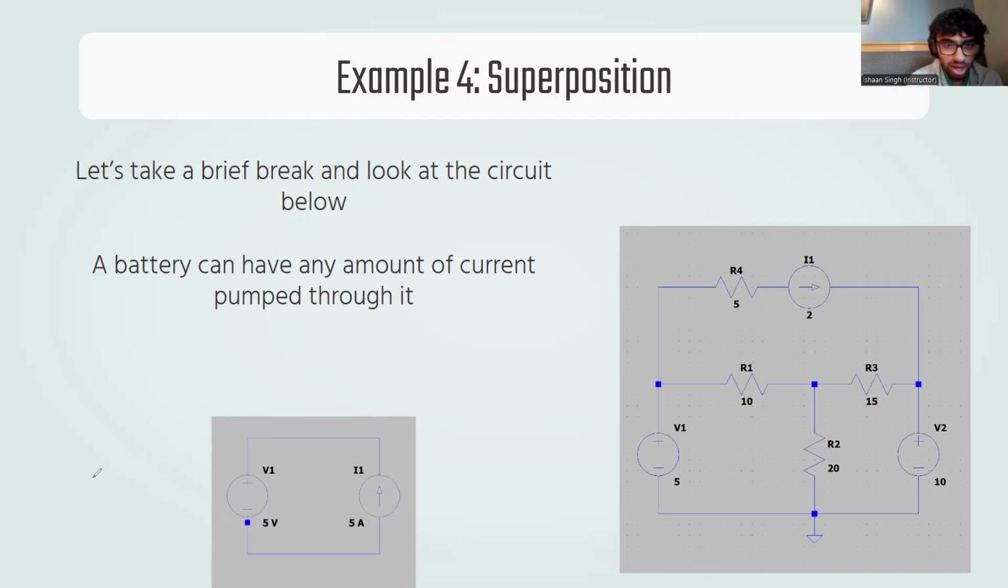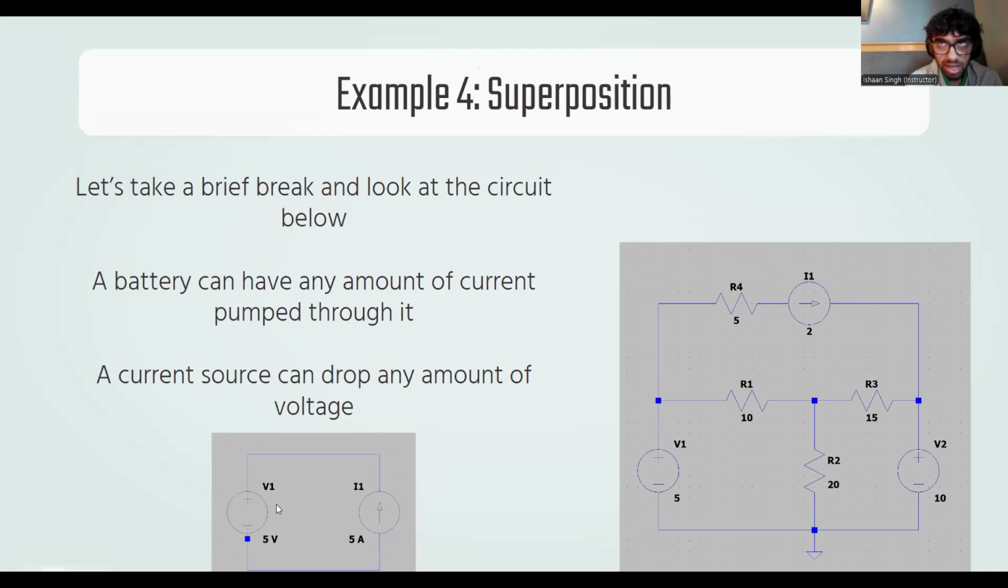And in the same way, a current source can drop any amount of voltage. I can set the voltage of the battery to like 3,000 volts, and then that current source is going to drop those 3,000 volts, and that's fine. So the moral here: any current can go through a battery, and any voltage can drop across a current source.